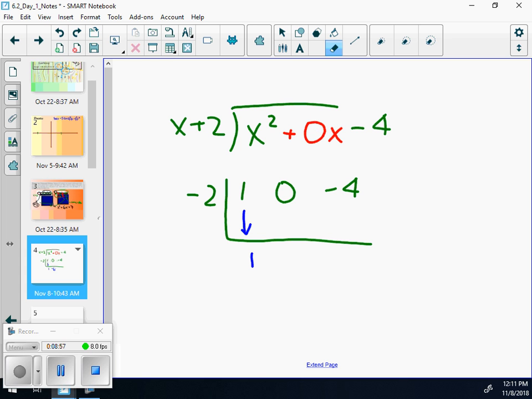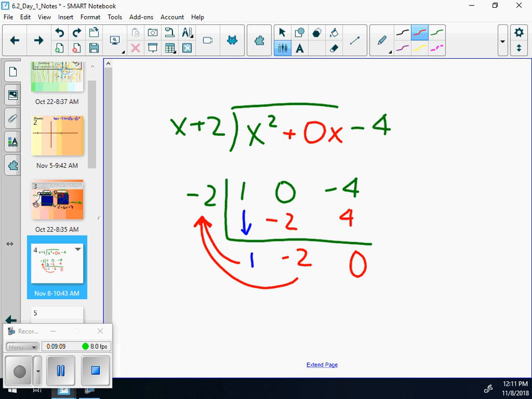And then, if we replace it like this, we'll have a 1 times a negative 2, which will give us a negative 2. And we'll have a negative 2 down here. And then if we multiply that, we'll have a positive 4, and we will get the remainder of 0 that we expect. Okay?